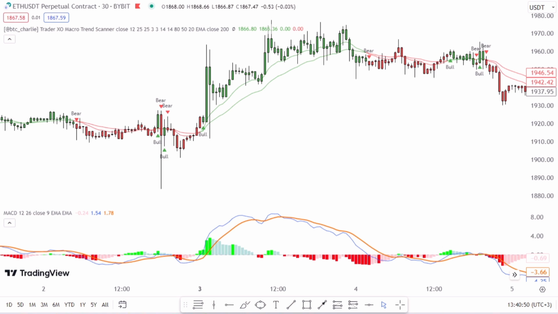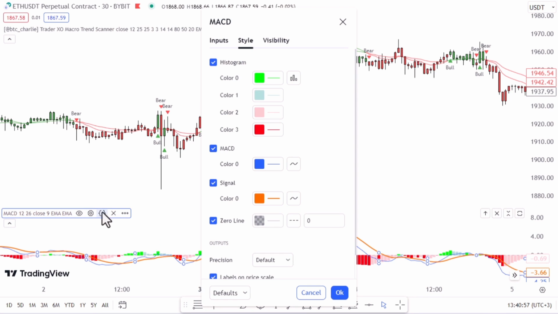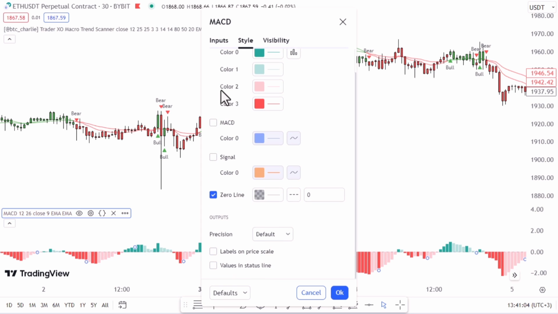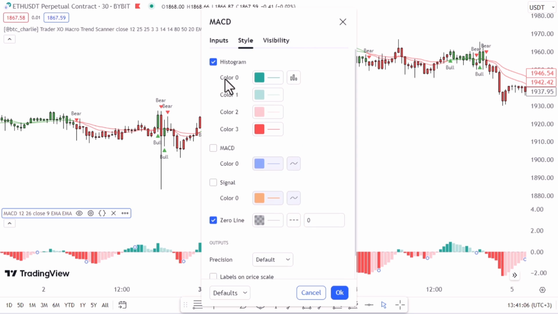Now, this is how the indicator looks, and it contains some histograms, a signal line, and the MACD line. So now we will change some settings of the indicator. First, in the Style tab, we disable the MACD and the signal options because we do not need both of these in this trading strategy.